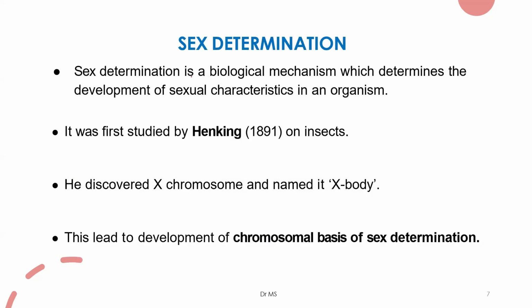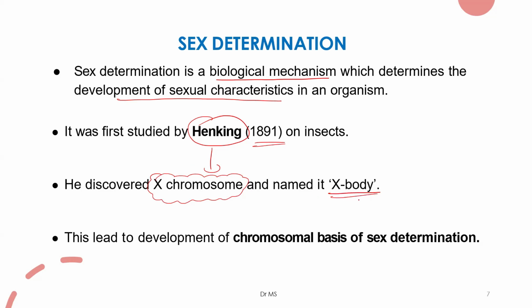So remember, sex determination is a biological mechanism which determines the development of the sexual characters in an organism. It was first described by Henking, working on an insect, in the year 1891. And he's the person who discovered the X chromosome. Remember, it's very, very important. Henking discovered the X chromosome. He named it the X body, and later he changed it to X chromosome.